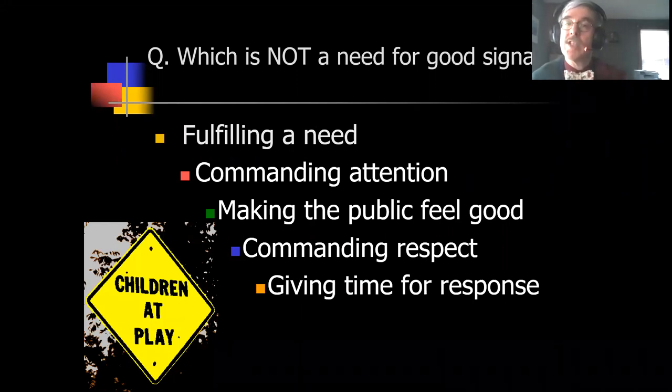Okay. They should command attention. They should command respect. They should give a clear, simple message. Tell the driver what to do. They should give time for response. Okay. One of the reasons you'll see in the traffic sign handbook, we don't have the children at play sign. It is in the state supplement. Okay. They're actually about to put an autism sign in the state supplement.